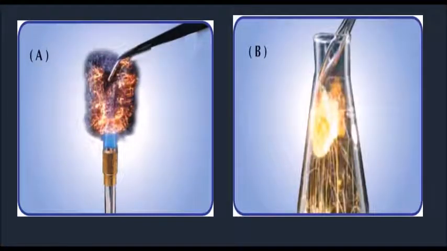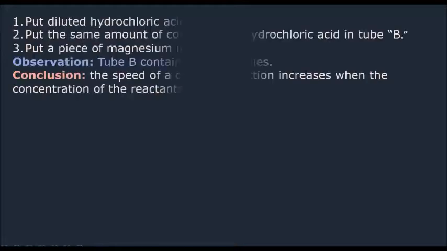We have here the burning of cleansing wire in two ways. One of them burning it in atmospheric air and the other burning it in a flask contains oxygen. Here the concentration of oxygen is 100%, while here the amount or the concentration of oxygen is 21% only. So when increasing concentration of oxygen, the rate of chemical reaction increases.